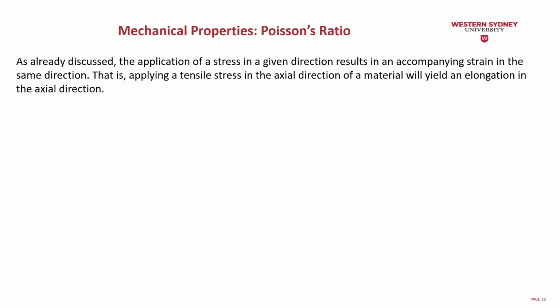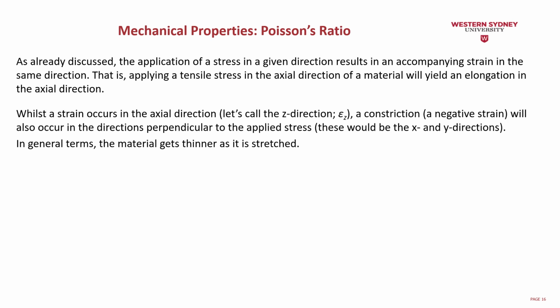So we talk about the Poisson ratio now. As already discussed, the application of the stress in a given direction results in a strain in the same direction. That is, applying the tensile stress in the axial direction of the material will yield an elongation in the axial direction. That means it's going to be extended.